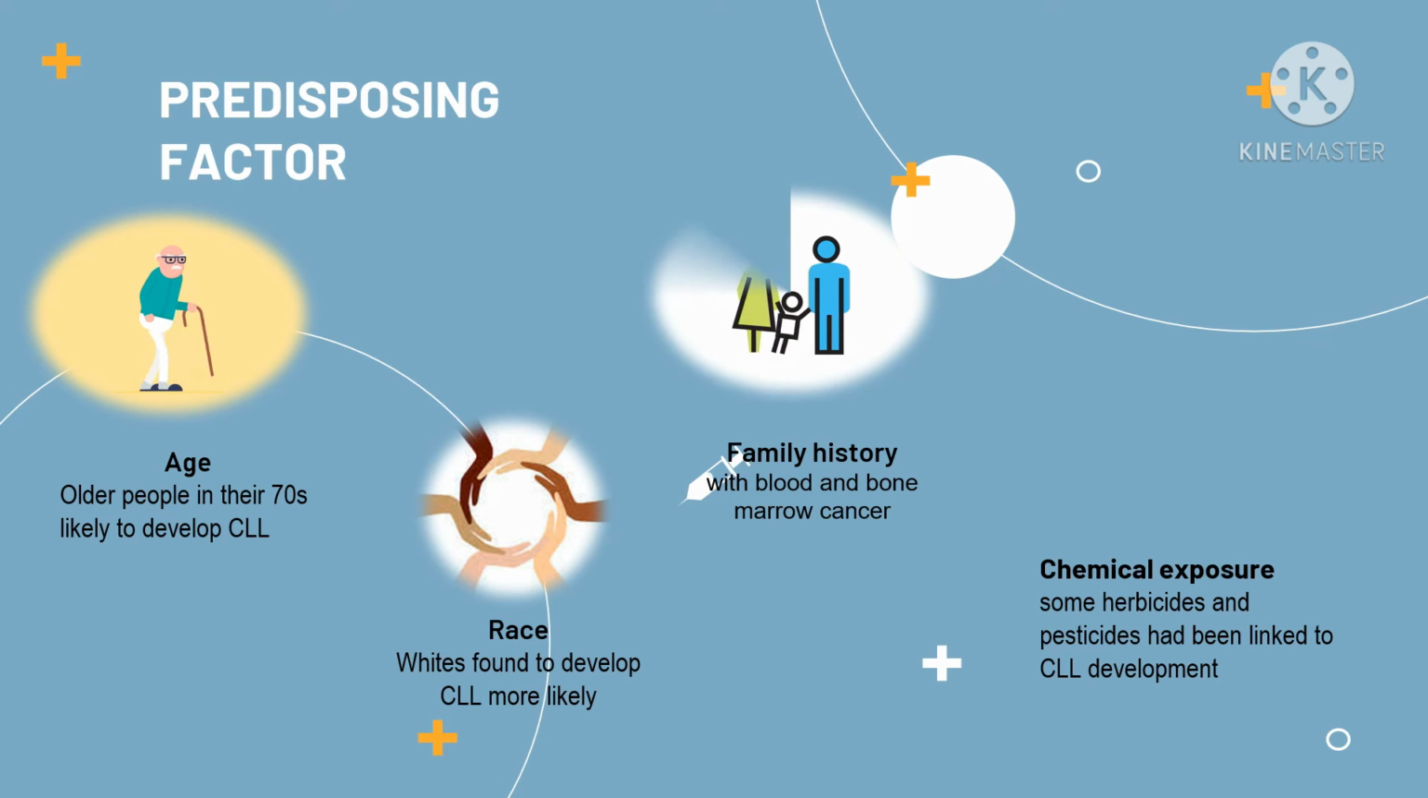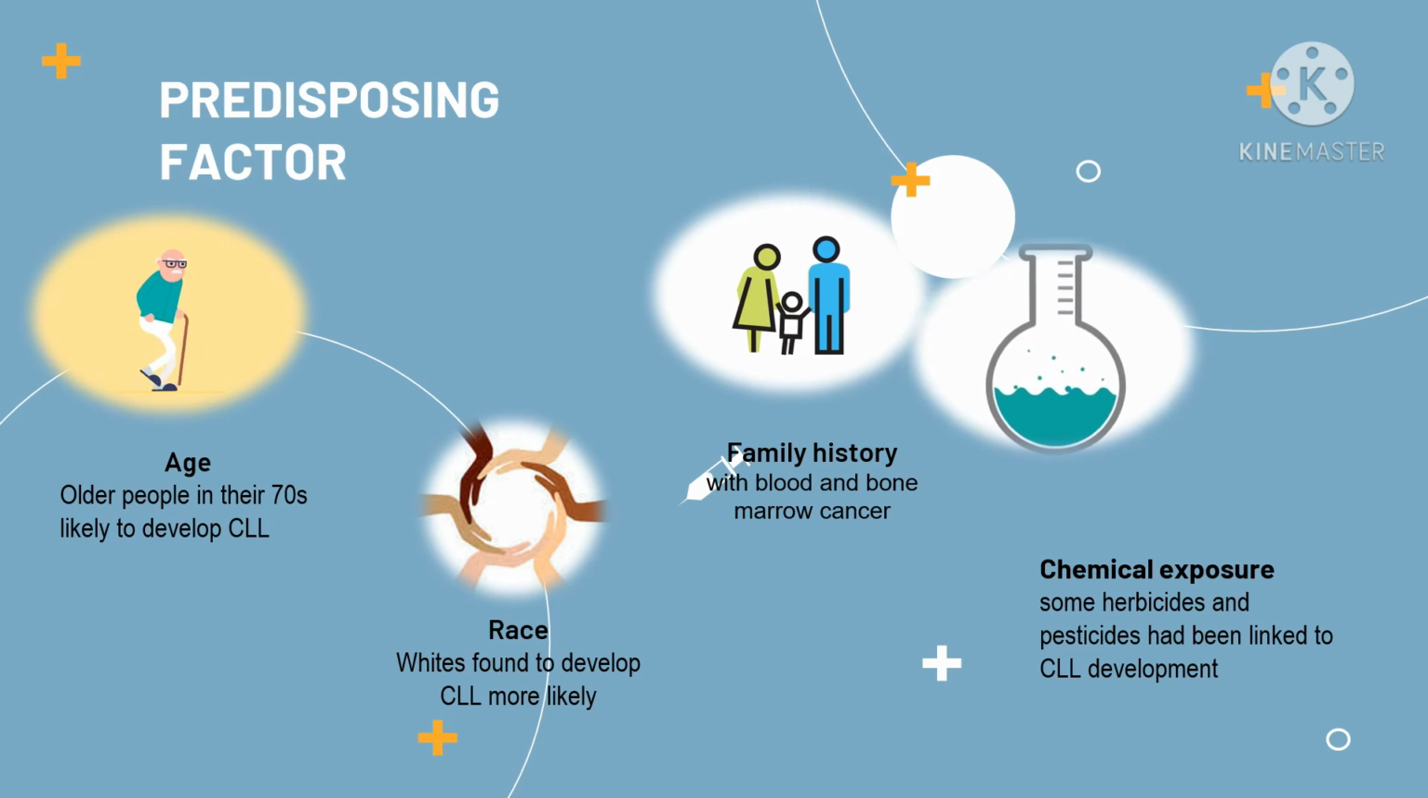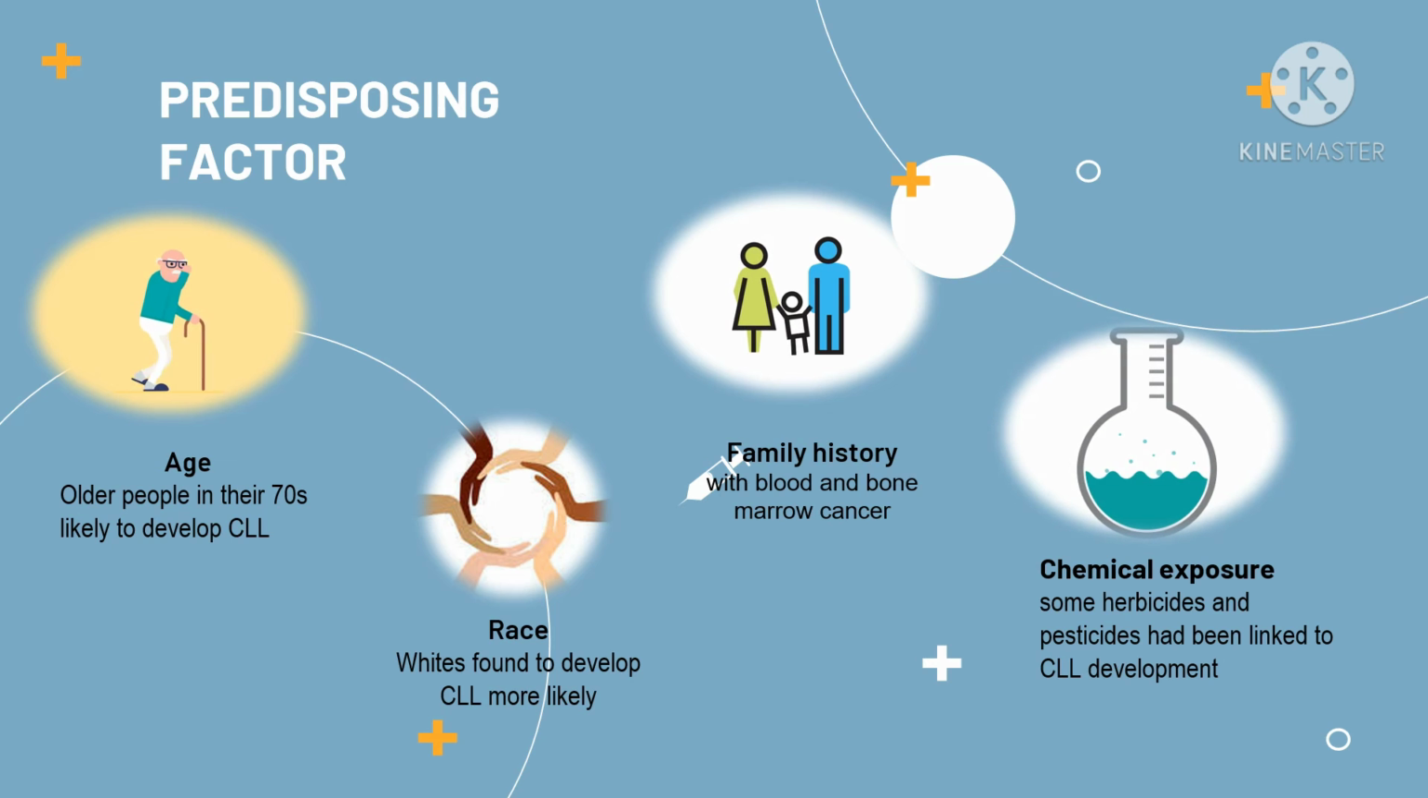Family history: people with a family history of blood and bone marrow cancer have an increased risk of developing this disease. And lastly, chemical exposure. For example, during the Vietnam War, herbicides and also pesticides were used, and they are suspected to be linked to the development of CLL.